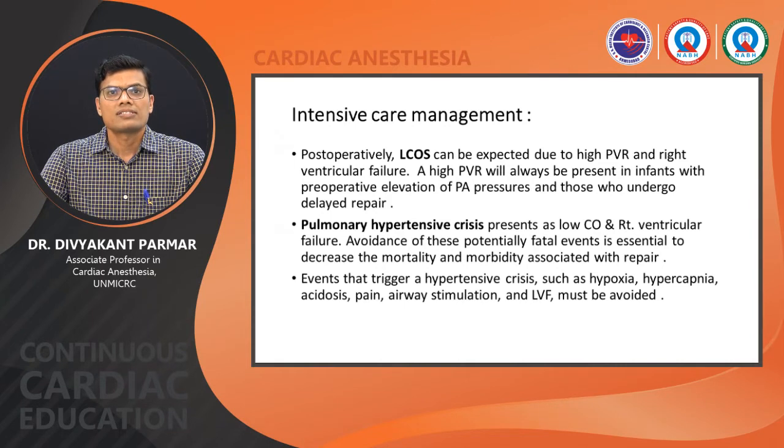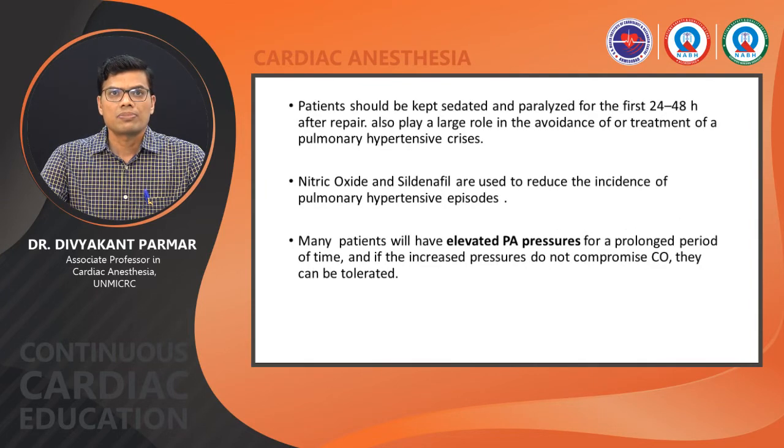So events that trigger a hypertensive crisis such as hypoxia, hypercapnia, acidosis, pain, airway stimulation and left ventricular failure must be avoided. After shifting the patient to the recovery unit, the patient is usually kept sedated and paralyzed for the first 24 to 48 hours after repair, and this plays a large role in the prevention or treatment of a pulmonary hypertensive crisis.